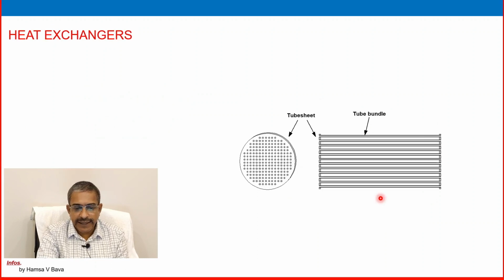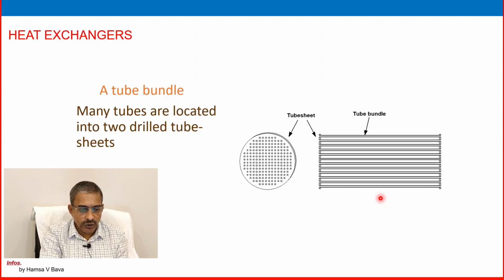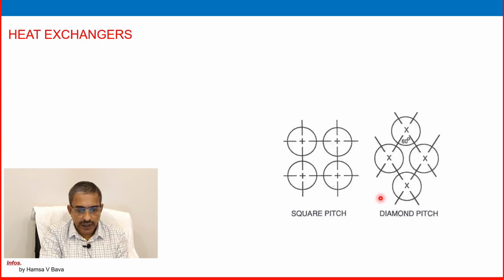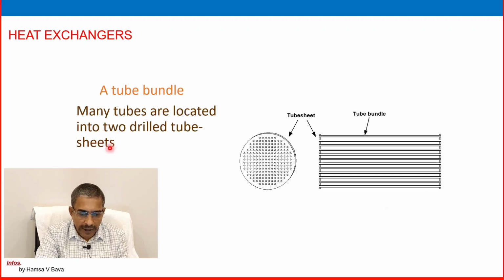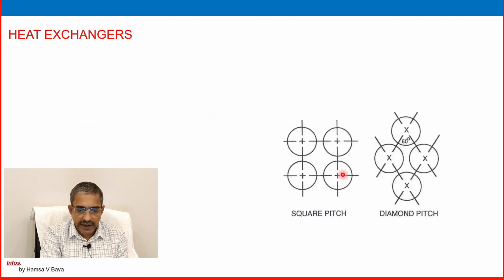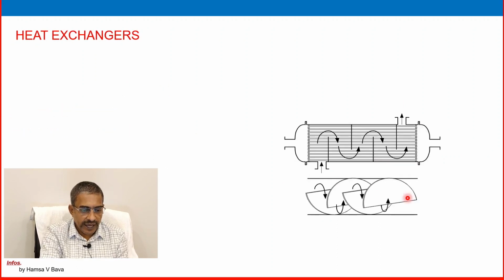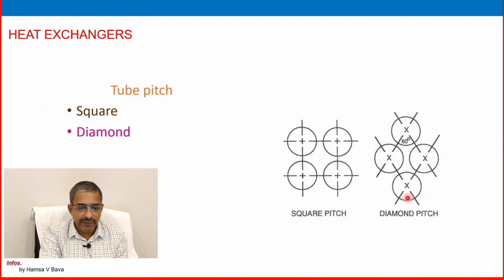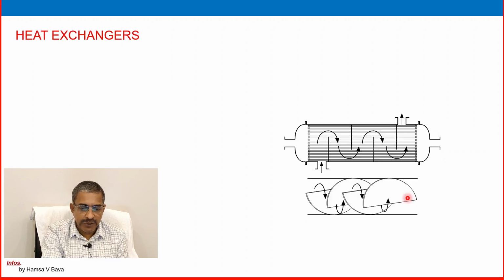And some mechanical details on the tube bundle, tube sheet and tube bundle. See, the tube bundle: many tubes are located in two drilled tube sheets, and that is the pitch arrangement, how the tube arrangement is made in the design. Square pitch and diamond pitch are the usual ones used. Square and diamond pitch are usually used for better heat transfer. Design engineers know how to arrange square pitch and diamond pitch.